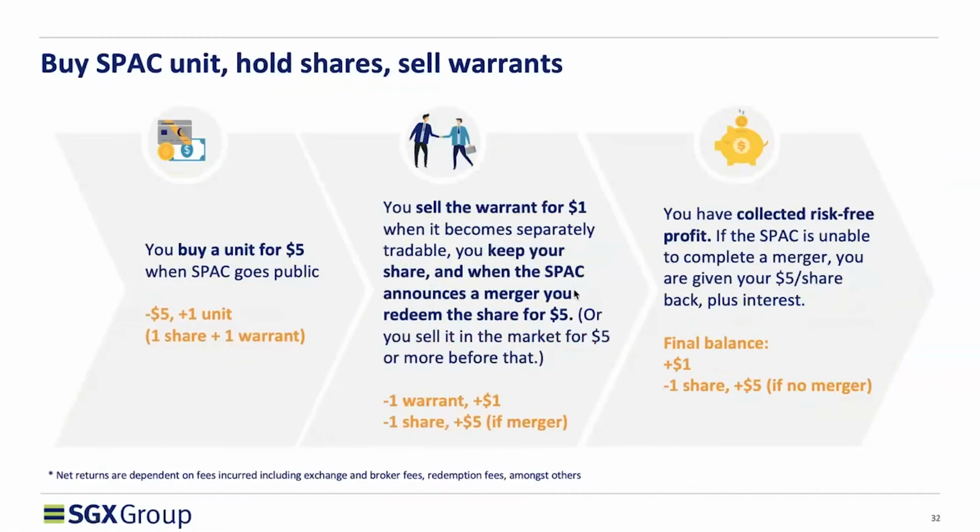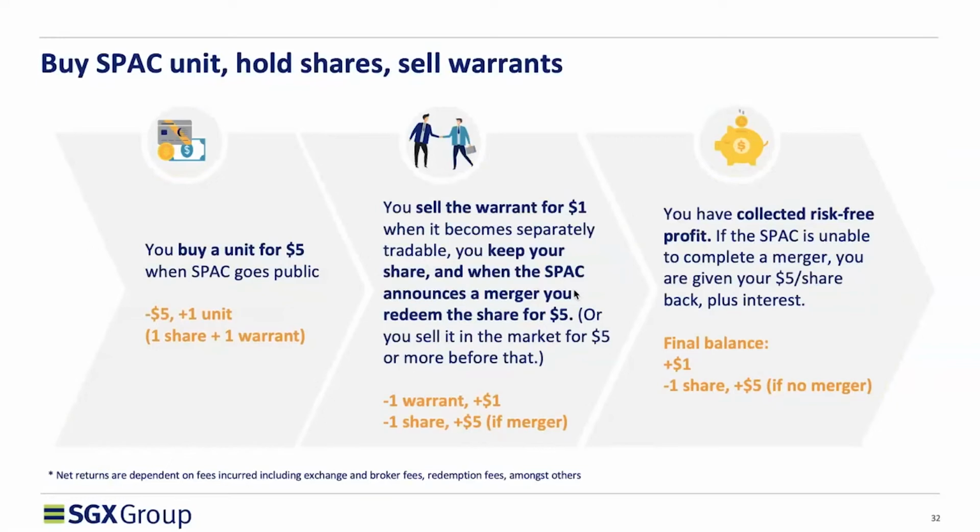Okay, we next look at another example that we can actually think about. In this case, the investor likewise buys a SPAC unit for $5 at the IPO. Once again, the SPAC unit splits up into a share and warrant. But in this case, rather than selling the SPAC share, the investor decides to sell his warrant. It can be for 50 cents, it can be $1, but then he continues to hold on to the SPAC share. We mentioned the redemption feature earlier.